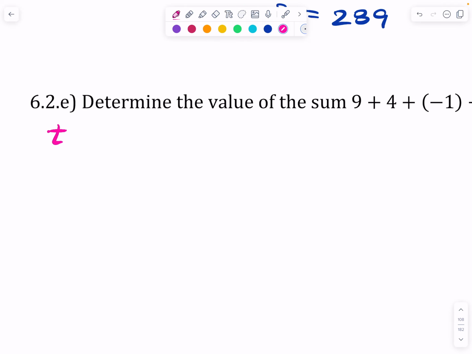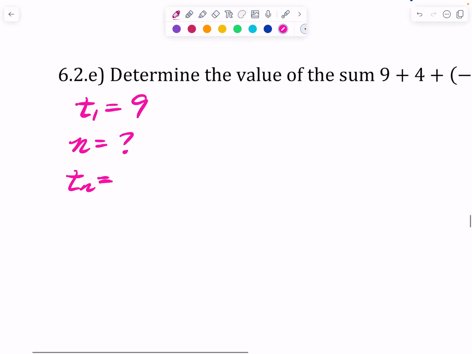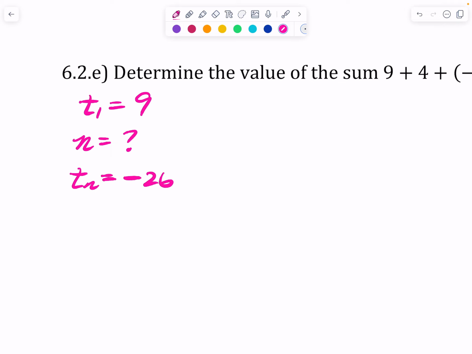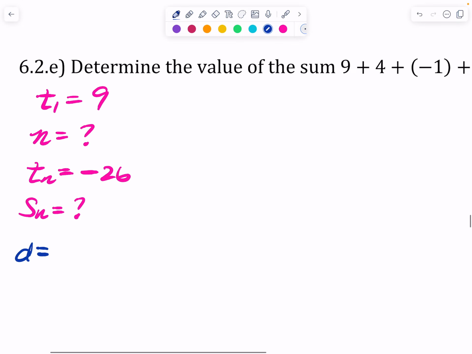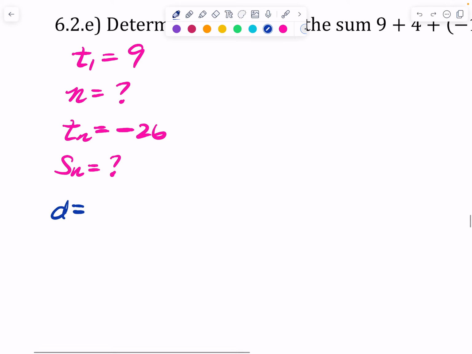So here we go. Term 1 in this case is 9. N, I have no idea. But term n, that last term, is negative 26. Sn, that's what we actually need to find. I don't have a clue. But the difference, we can take it as any term minus the term before. You can say it's negative 1 minus 4. You can say it's 4 minus 9. That's the only combos we can really work with. So 4 minus 9 is equal to negative 5.